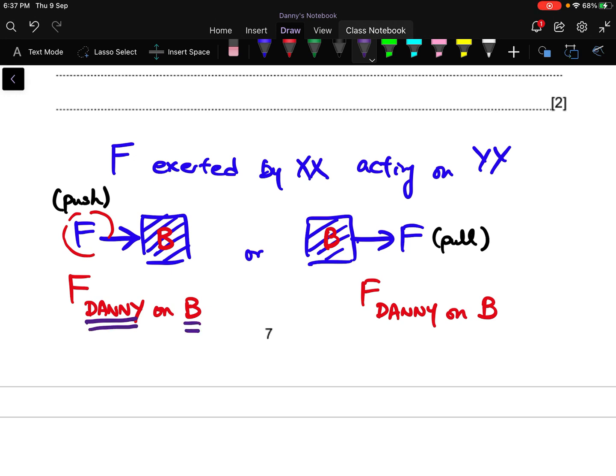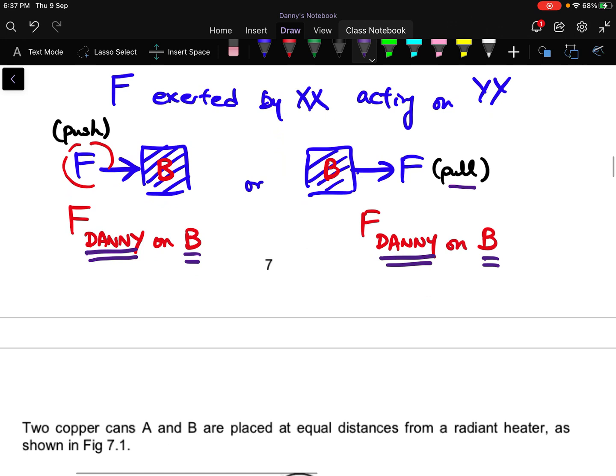This force is exerted by Danny on box. This force, it is being pulled, right? It is also by Danny on B. Okay, it is the same nature, right? What is this nature? Both of these forces are acting on the box. You get what I mean? So these two forces are of the same nature. Both of them are acting on the box.